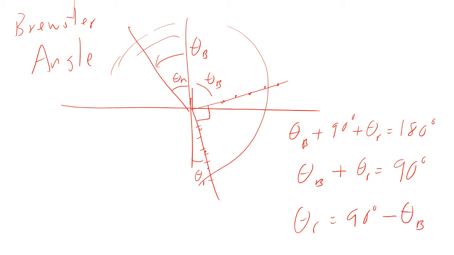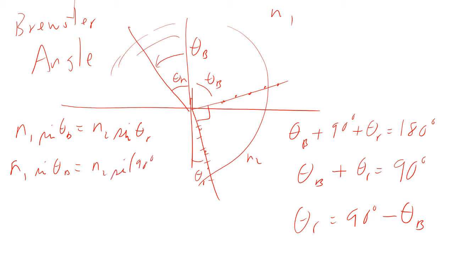Well, we also know that Snell's law holds. Again, this is N1 and N2. N1 sine the Brewster angle has to equal N2 sine of the refracted angle. So N1 sine Brewster angle equals N2 sine of 90 degrees minus the Brewster angle.